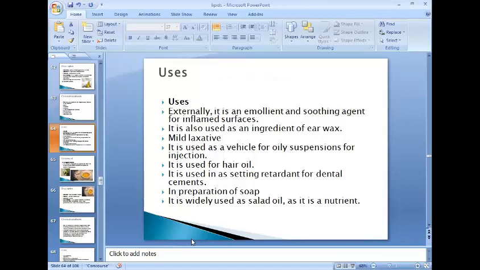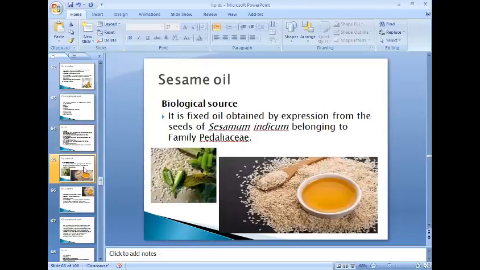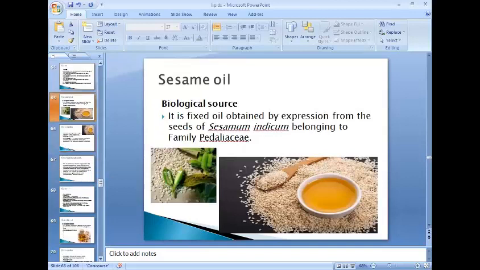It is used as a vehicle for injections, for oil injections, and it is also used as hair oil. It is also used in dentistry for dental cement preparation, and is also used in soap manufacturing. As it has high nutrient value, so it is also used as salad oil.